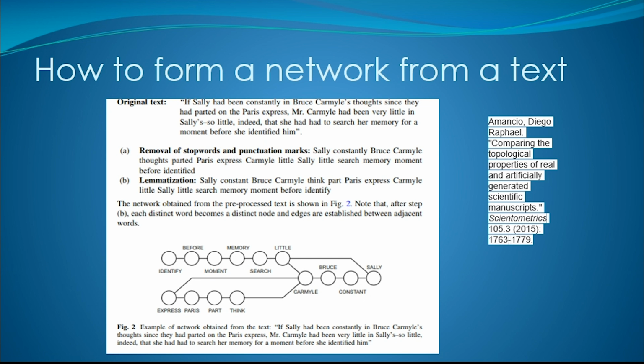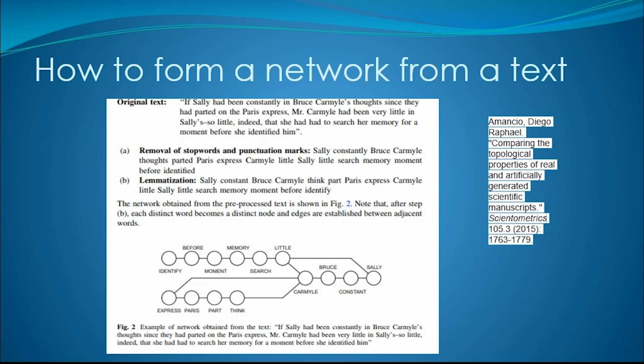So what we do is a bit of pre-processing of the text before starting. The first pre-processing is removal of stop words and punctuation marks, and second is lemmatization. You know what lemmatization is? Root forms. Then, based on that, now you have this much and can easily create a network.